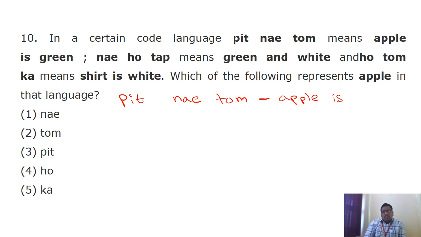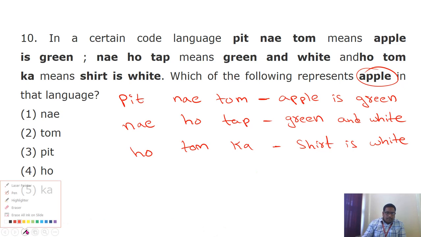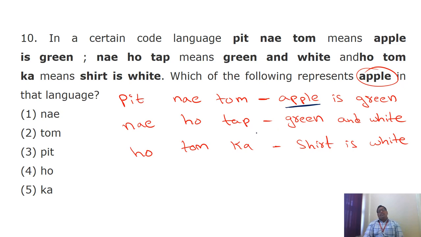Apple is green. Next, NAEHOTAP means green and white. Next, HOTOMKA means shirt is white. I want to find what the code for apple is. Okay, where is apple? This one. So this is my reference sentence.